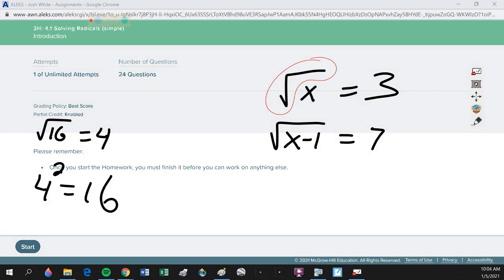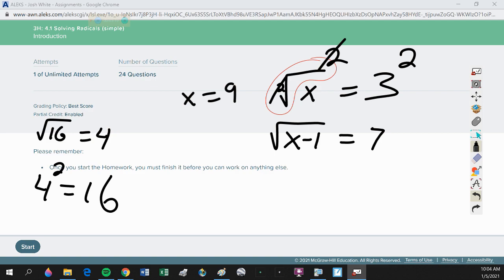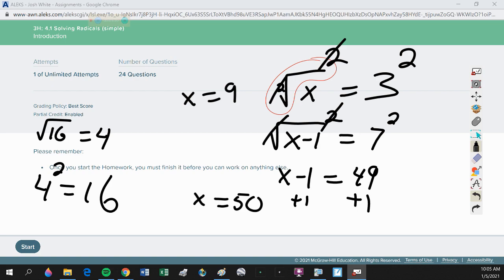So if you have the square root of x, the opposite of the square root is squared. So I need to square both sides. And there's actually a 2 here. We just don't write it because we're lazy. But that cancels that, and I'm left with x equals 9. Okay? Down here we do the same thing. We square, and this cancels that, and I get x minus 1 equals 49. And then using the rules of algebra, we add 1, and we get x equals 50.